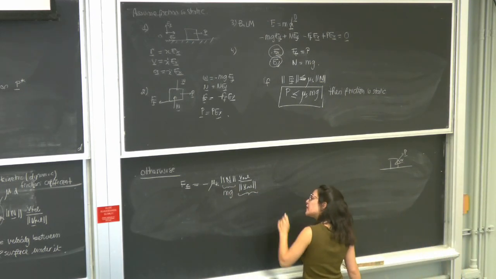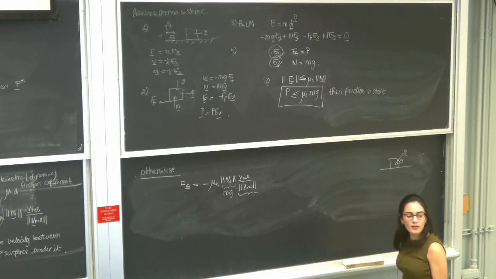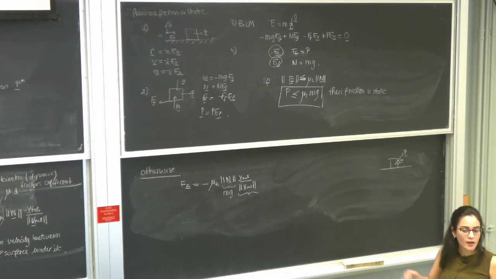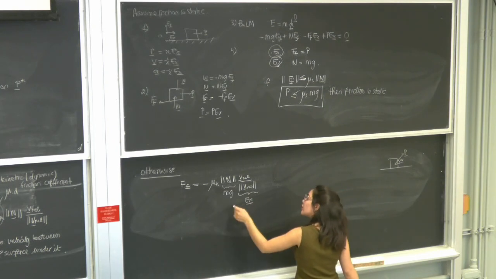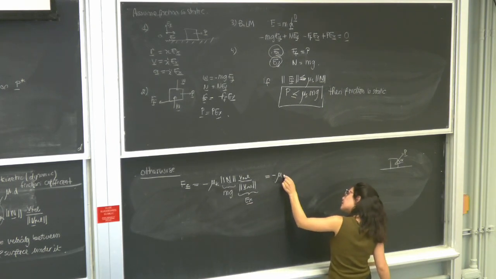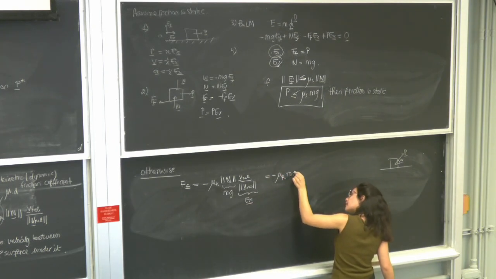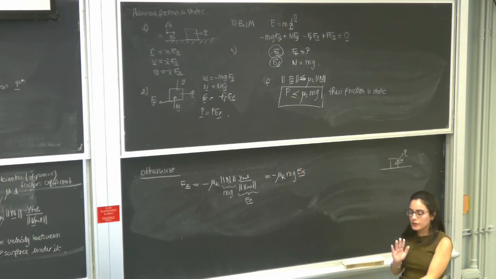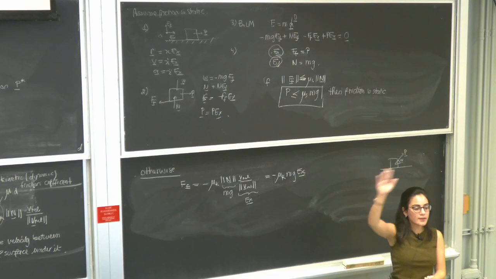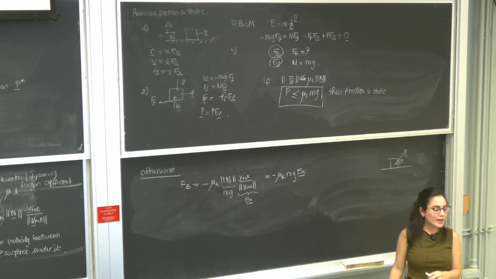What about v rel over |v rel|? In which direction is the block going to move? Along Ex, right? So that's just going to be Ex. So my friction force is going to be minus mu k mg Ex. The block with the force P is going to tend to move along Ex. The kinetic friction force is going to be opposite.